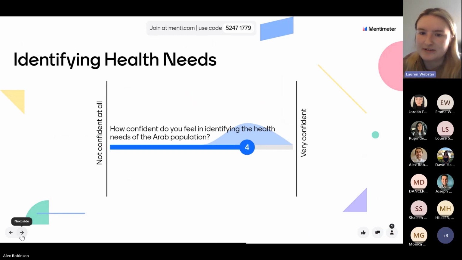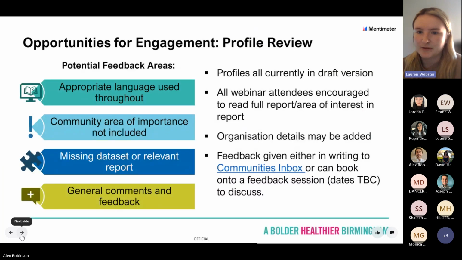So just to check in now to see how confident people feel in identifying the health needs of the Arab population following the health information. So I think we were on 3 before and we've gone up to 4, 3.5, that's still a good improvement. I think we're going to the next slide, please.